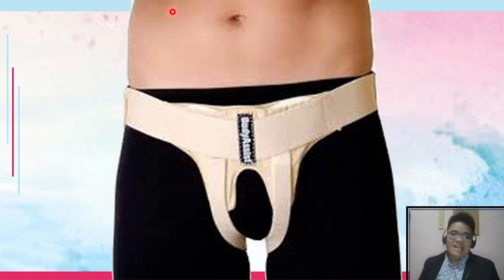But take note, that does not treat the hernia. It is only a temporary measure. Oftentimes, there are patients who would use this if they will be in prolonged seating engagement. Let's say, for example, they will have a 12-hour trip by plane. Oftentimes, they will use your truss.